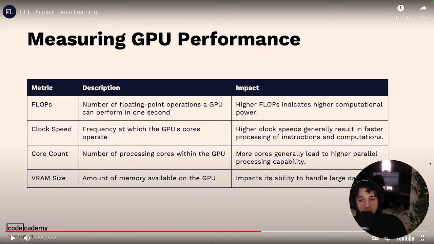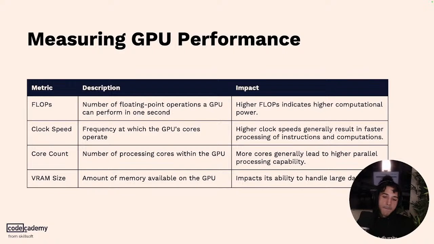Higher clock speeds generally result in faster processing of instructions and computations. Core count is the number of processing cores within the GPU. More cores generally lead to higher parallel processing capability. VRAM size, the amount of memory available on the GPU, impacts its ability to handle large data sets. In this table, you'll see some of these metrics, along with a description of what they measure and the impact that they have on the GPU's performance.